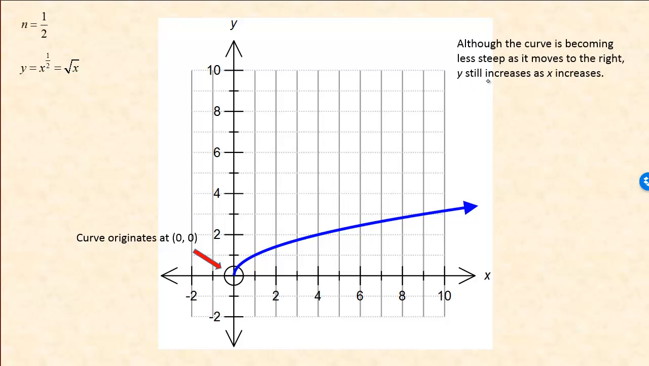Although the curve is becoming less steep, and we can see that quite clearly, as it moves to the right, y still gets bigger as x gets bigger. So we can say that y tends to infinity as x tends to infinity.